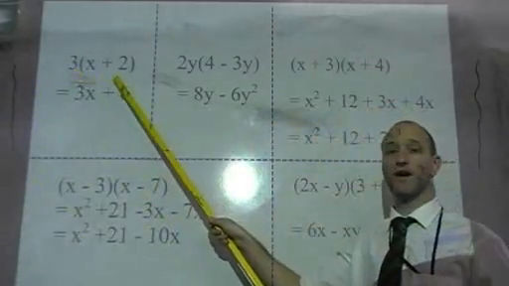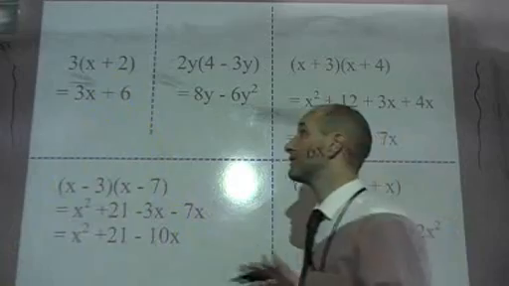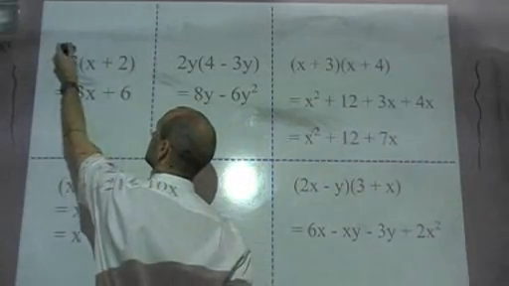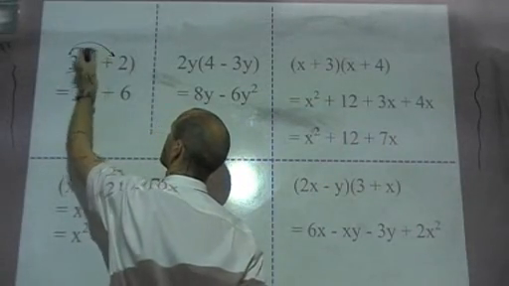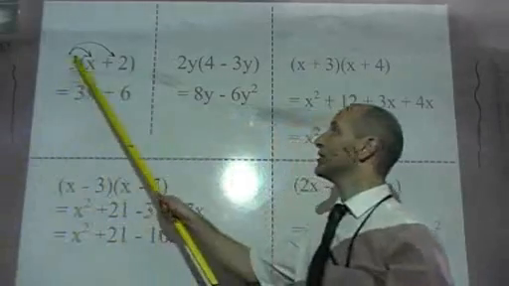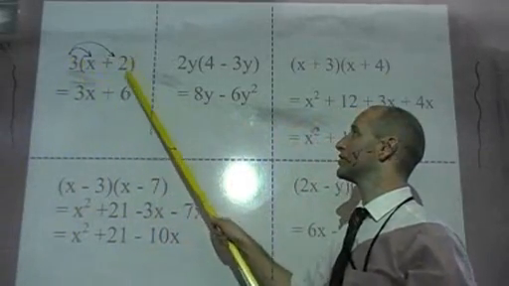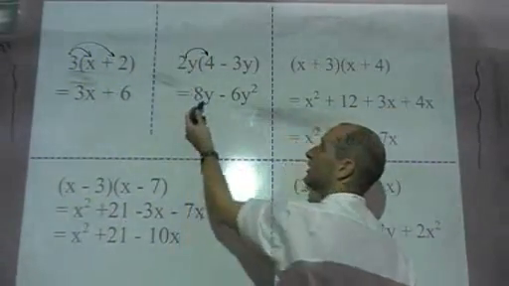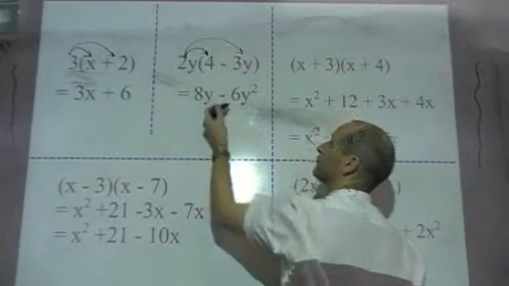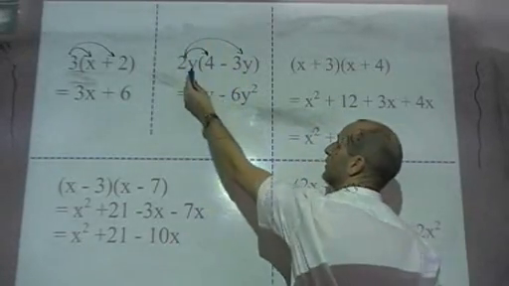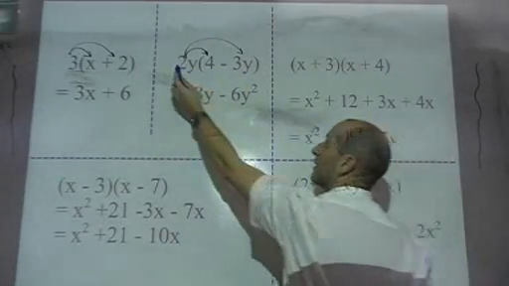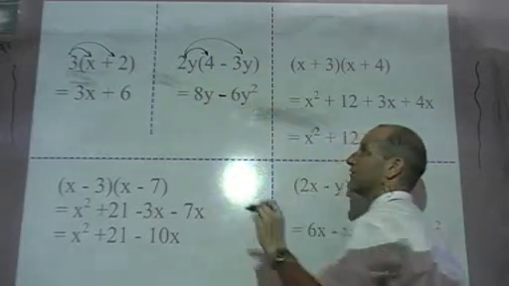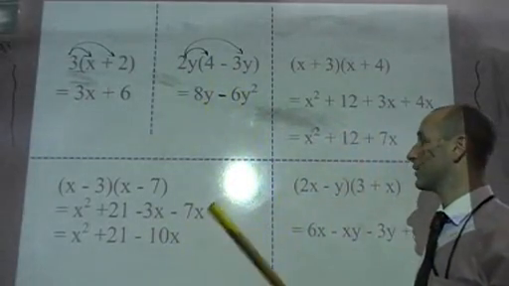Here I'm looking at simplifying expressions involving brackets. Brackets are fairly easy. This means 3 lots of x plus 2. So the easiest way to do this is to do 3 times x and 3 times 2. 3 times x is 3x, 3 times 2 is 6. Similarly here, 2y times 4 is 8y, 2y times 3y, 2 times 3 is 6, y times y is y squared, and then positive times a negative gives me a negative. So it's 8y minus 6y squared.